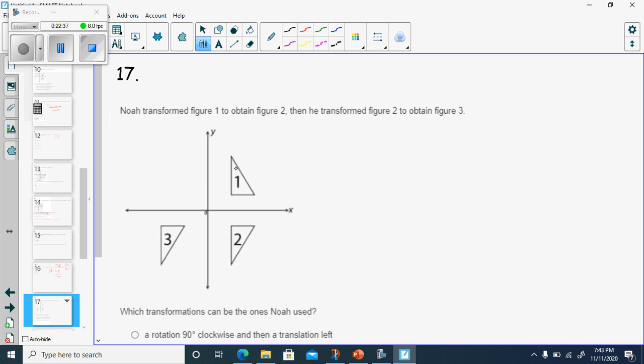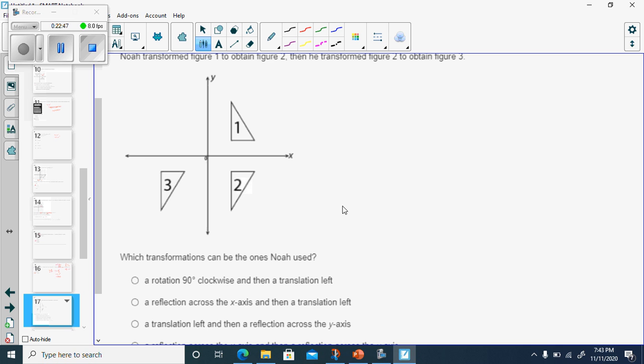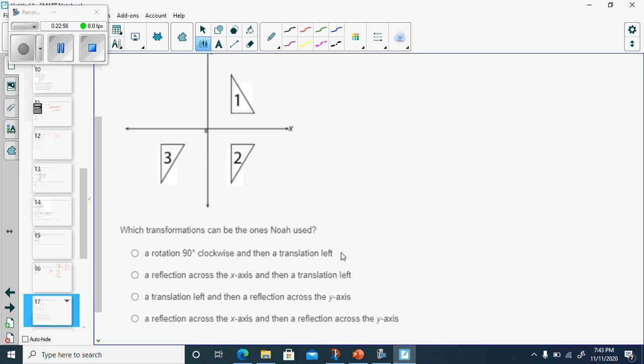Noah transformed figure 1 to obtain figure 2. Then he transformed 2 to obtain 3. Which transformations can be the ones Noah used? To get from 1 to 2, what did we do? We reflected across the x-axis. So we got 2 that say it could be a reflection across the x-axis. Not this one, not this one. And then 2 looks like 3, so then we're going to translate left. So reflection across the x-axis, and then a translation left.